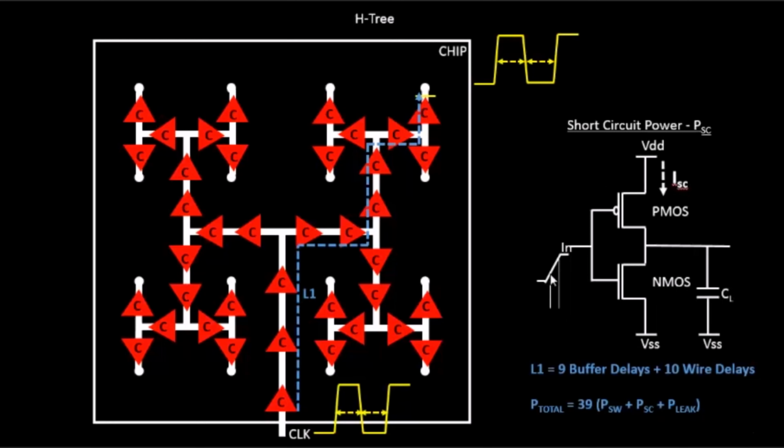Again, this happens only whenever there is a transition, and this is again a potential number that we have over here, and that has to be considered. So this particular phenomenon is referred to as short circuit power, and this is a power that we need to quantify, because as you see over here, it's again a number which increases when you multiply it by the number of buffers.